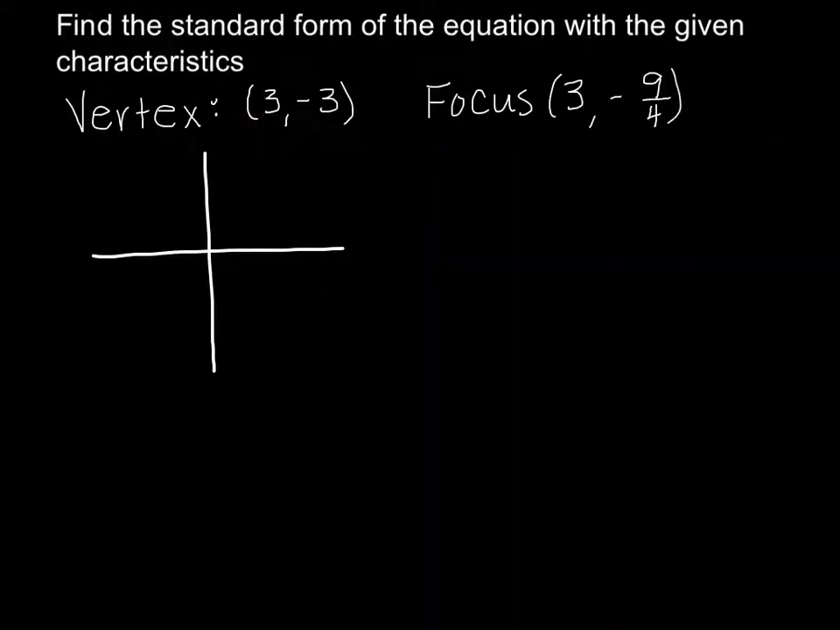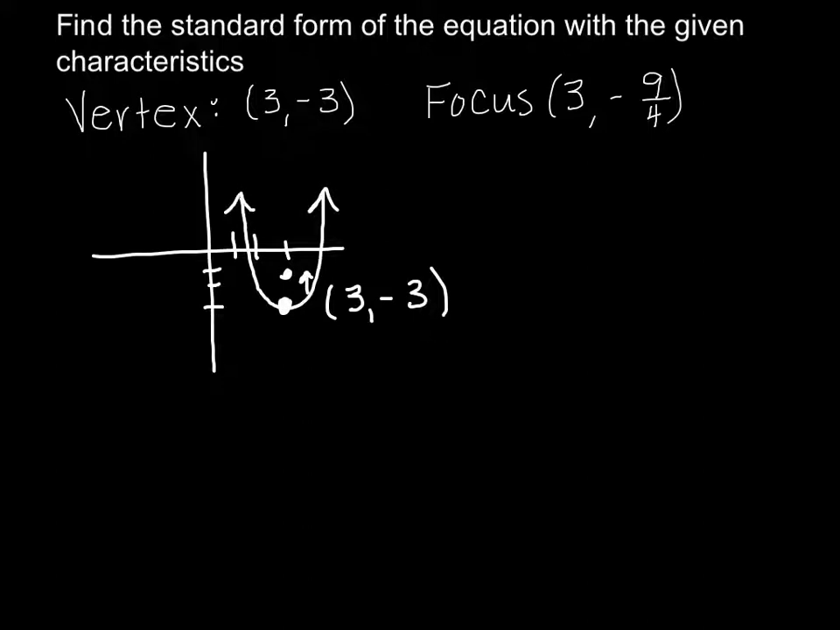Let's try another problem that's similar. The vertex is at (3, -3). So let's graph and label. And the focus is at (3, -9/4). So the first thing I notice is I'm going in the positive direction, and my parabola is going to look something like that.